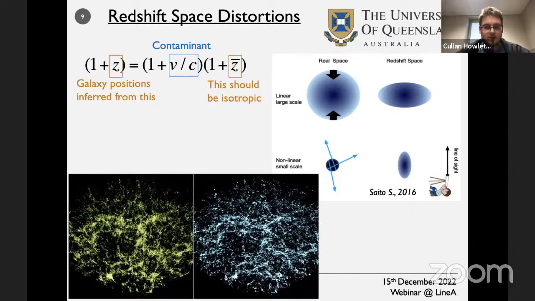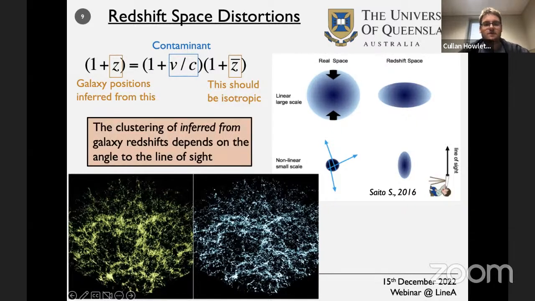So this is an example from a simulation, I think, of the effects of those redshift space distortions. So on the right, you can see the positions of the galaxies that you would get if you used cosmological redshift to map them. And on the left, you see the impact if you use the observed redshift, which are contaminated by the peculiar velocities to map them. And you see that on large scales, things have got squashed. And on small scales, you've got these elongations that we call fingers of God.